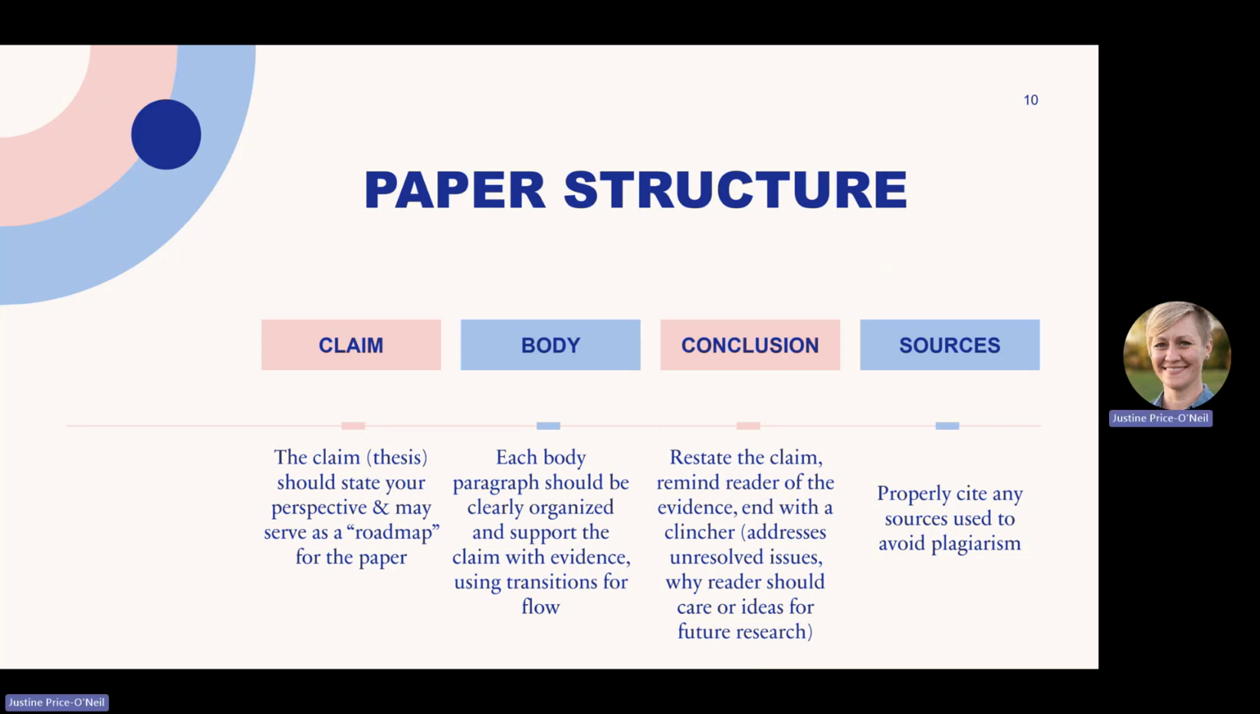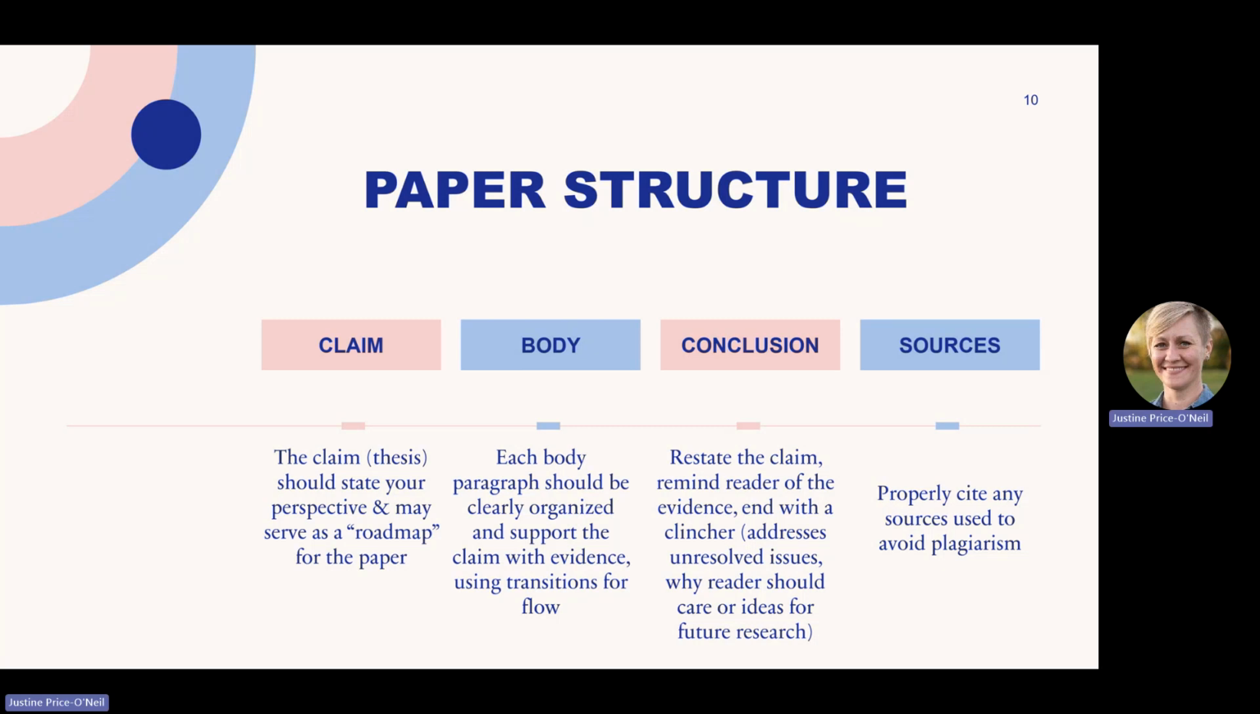And finally, the paper will be brought to a close with a conclusion paragraph. Now, a strong conclusion almost always begins by restating the claim and the evidence you have presented. The conclusion, though, is not a place to introduce new evidence or make new claims, but you might end by briefly addressing any unresolved issues or stating why the reader should care about your topic, or maybe by presenting ideas for future research. And if it is a research paper, you will, of course, follow the essay itself with a list of all your sources at the end. Remember that citing all sources is super important to avoid plagiarism.